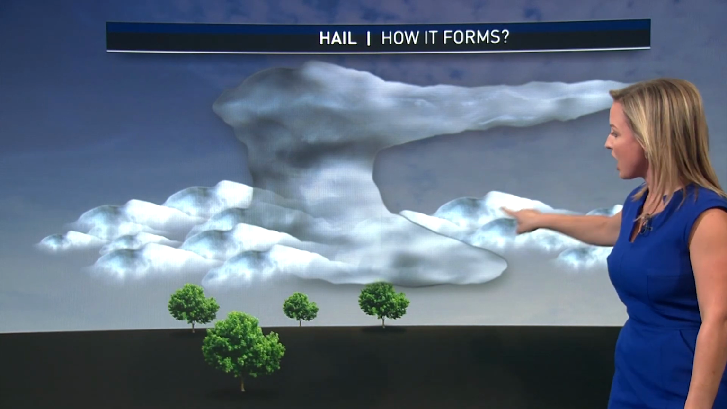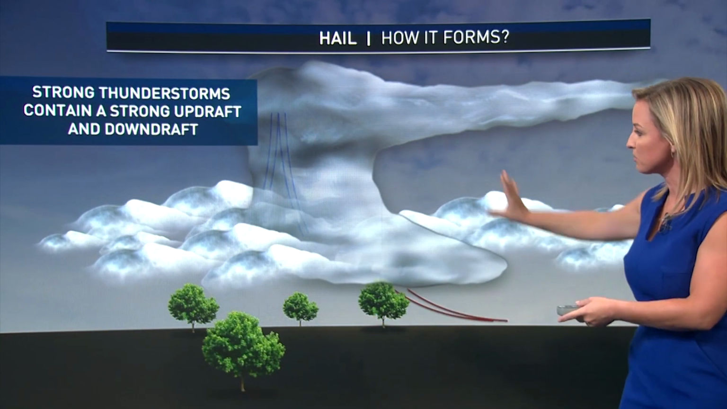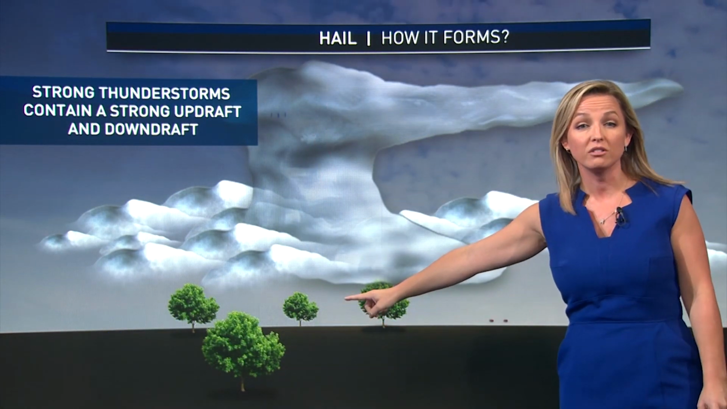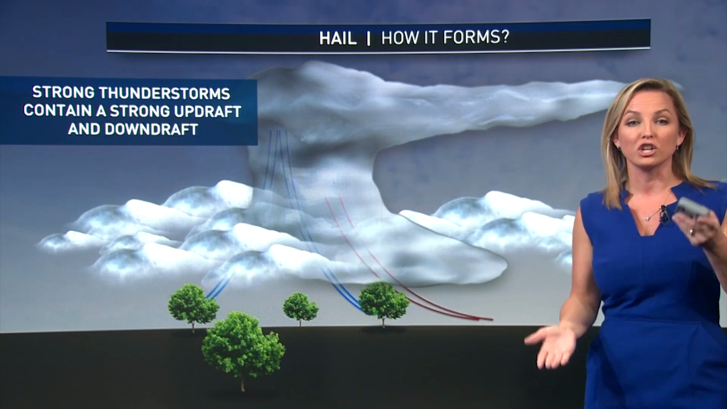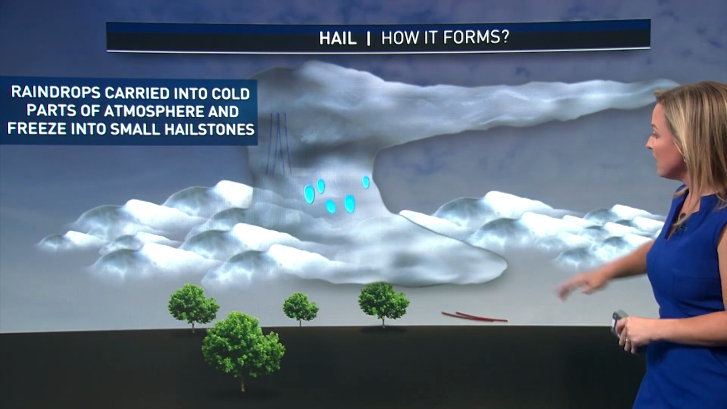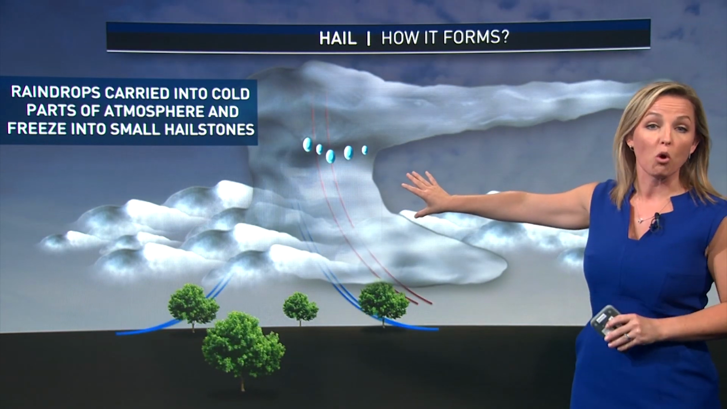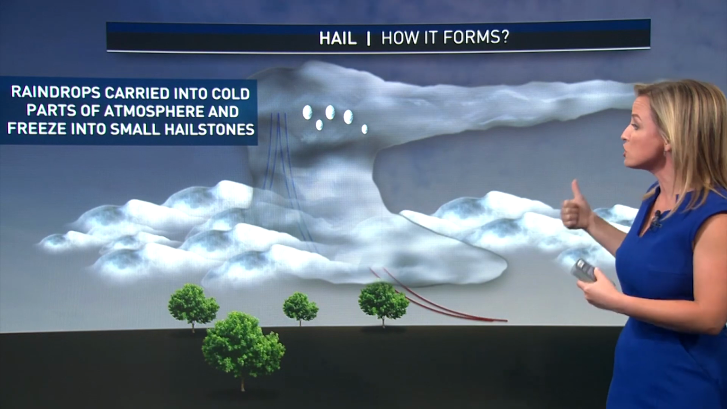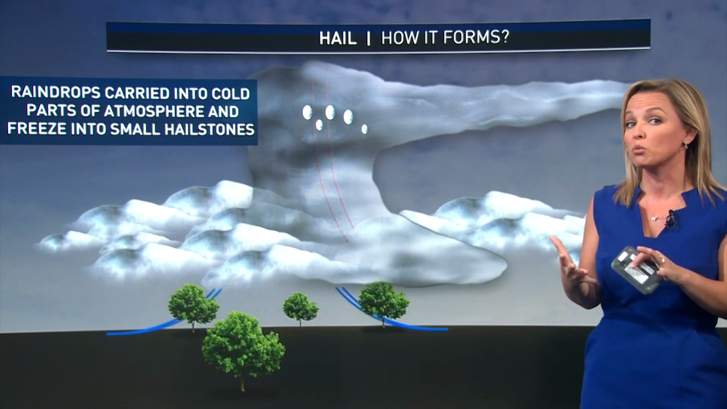It's what's going on right in the center. So we have the warm, moist air that's being pulled up into the thunderstorm. You have the cold air that's dropping out of the thunderstorm, and that motion is going to help those hailstones go up and down and up and down. It's happening starting with raindrops in the warm part of the storm itself. It's being pushed up with the warm, moist air into the colder part of the atmosphere. This is where they freeze.